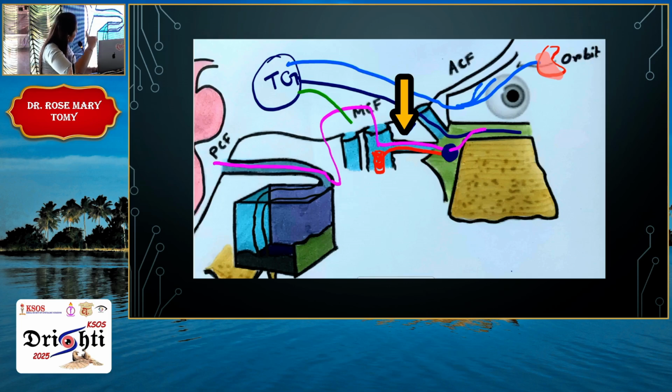Now, what happens? The postganglionic fibers from the pterygopalatine ganglion jump to the zygomatic nerve, jump to the lacrimal nerve, and innervate the lacrimal gland. So, that is the pathway of lacrimatory fibers. Now we have seen the motor route, we have seen the parasympathetic lacrimatory route. Now for the next one.